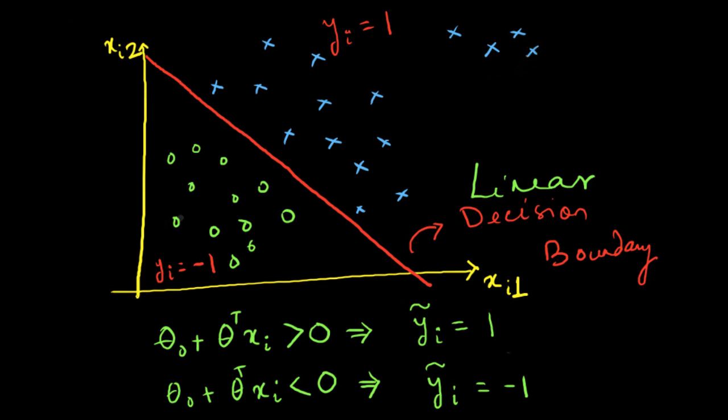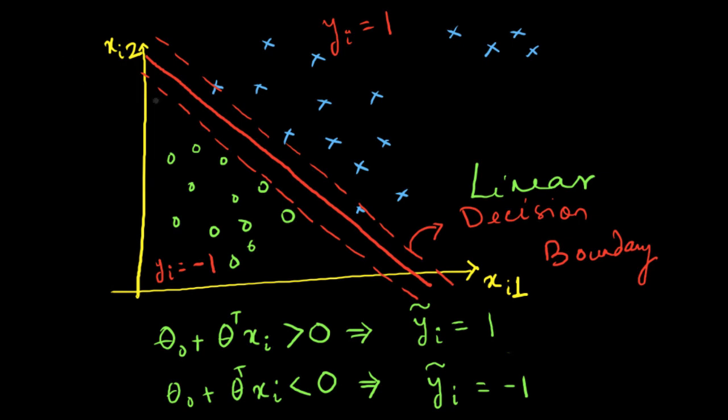So essentially we want to form a margin like this, on the other side as well, which is equidistant from our separation boundary.